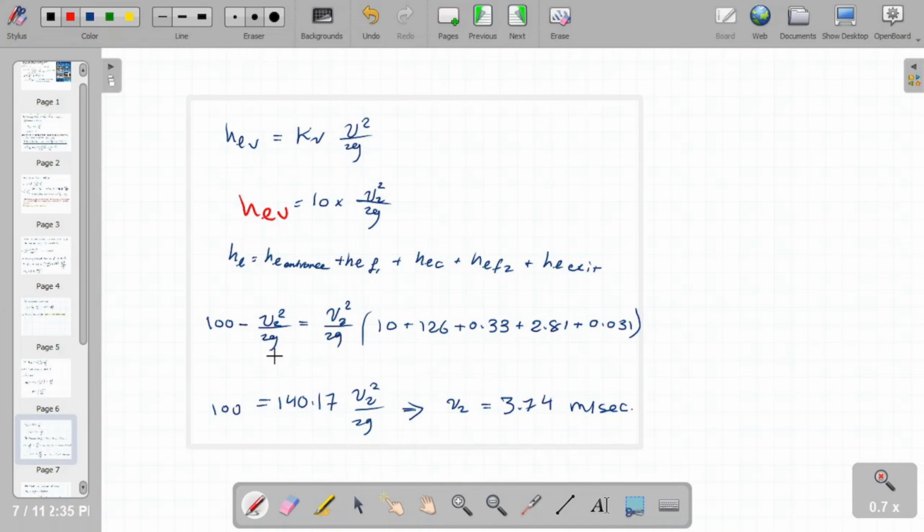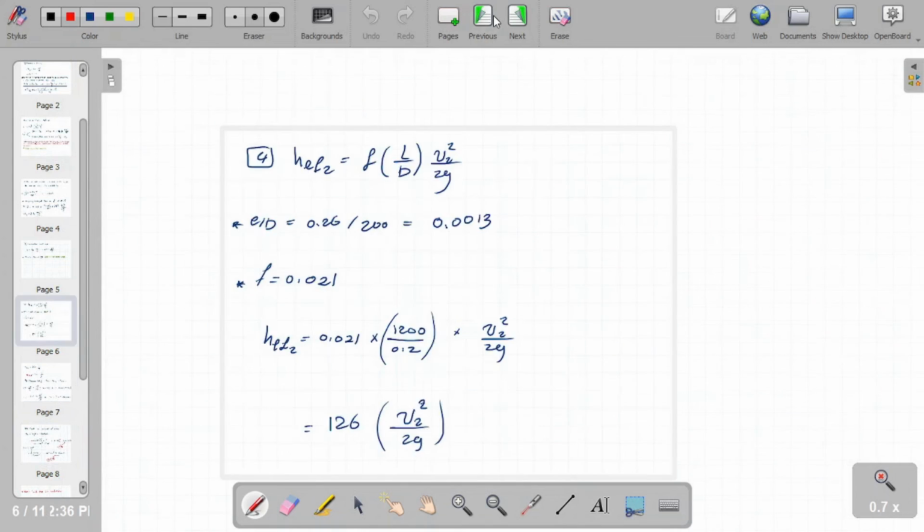And then we have multiple things. All of these head losses actually depend on the velocity in the second pipe squared. So we can take that as the common term, and we can add all of these values that we get, right? So now we have 100 is equal to 140.17 times the velocity squared in the second pipe divided by 2 times the gravity acceleration. Now, solving this equation, we get that the velocity in the second pipe is 3.74 meters per second. And now we can get the discharge, which is what we need in the question. It actually asks us to find the discharge.